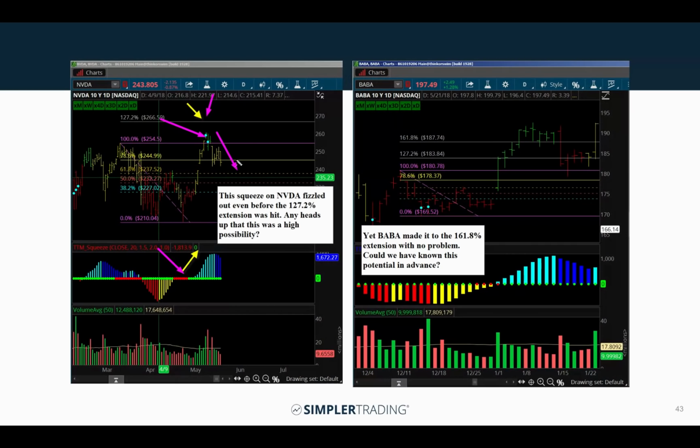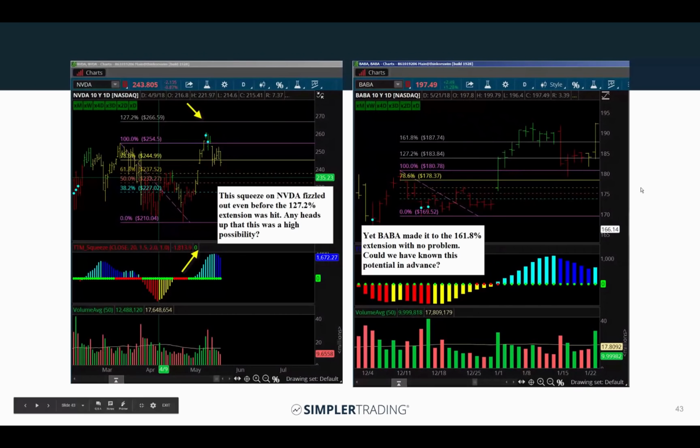And then here's Alibaba with a squeeze. Yet this time, not only did it blow through resistance, it slammed into the 1272 extension, slammed into the 1618, and kept on going. And guess what? We knew the probabilities of that in advance as well. That's what I'm talking about here.